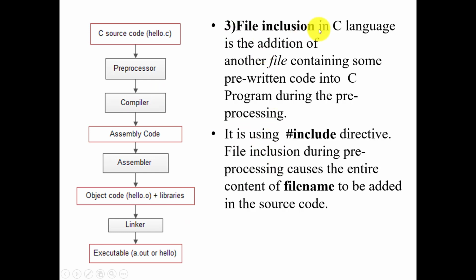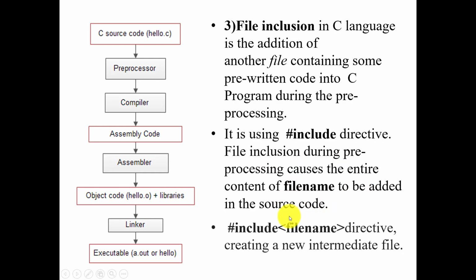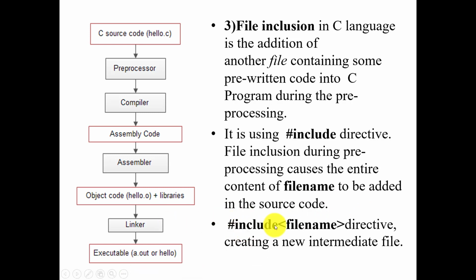So in file inclusion, it uses the #include directive, the file inclusion directive, which makes the preprocessor take the entire file, whose name is added to the source code. It is represented by #include, and we are going to include the particular header files, and it creates a new intermediate file. After preprocessing, it removes all comments and spaces.